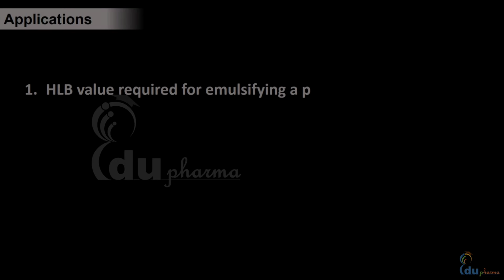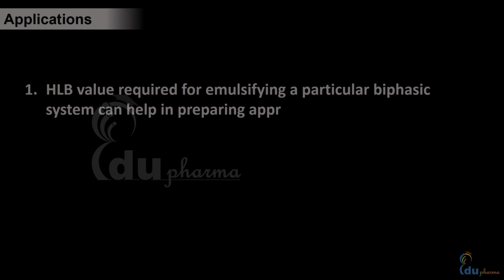Let's see the applications of HLB numbers. First is the HLB value required for emulsifying a particular biphasic system. It can help in preparing an appropriate emulsion. The higher the HLB value of a surfactant, the more hydrophilic it is. It is a useful starting point for a variety of emulsion preparations. Based on this value, it is possible to establish an HLB range of optimum efficacy for each class of surface active agents.